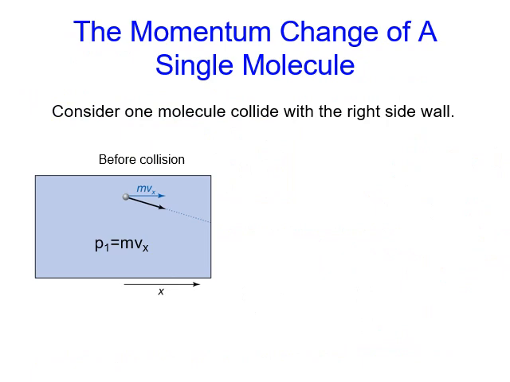Let's first calculate the momentum change for one molecule collision with the wall, and then we add the momentum change by other molecules that collide with the wall to calculate the total momentum change. So suppose there's one molecule moving in one direction like this, and it has two components. One is along the x direction, one is along the y direction. So this is Vy. So the momentum before collision along the x direction is mvx.